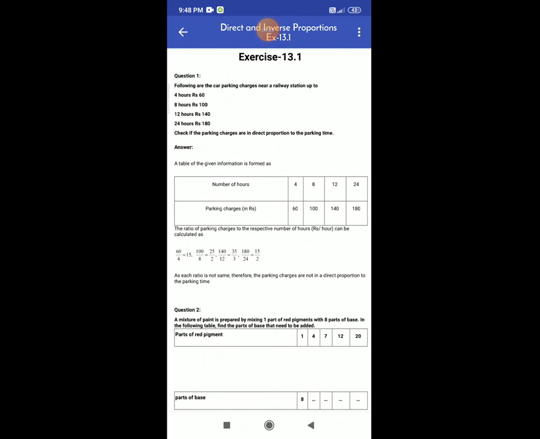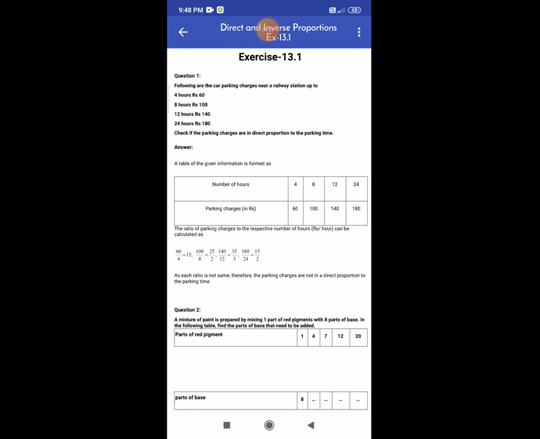Following are the car parking charges near the railway station: up to 4 hours 60 rupees, 8 hours 100 rupees, 12 hours 140 rupees and 24 hours 180 rupees. Check if the parking charges are in direct proportion to the parking time. Now the answer: a table of the given information is formed as number of hours 4, 8, 12 and 24 respectively, and parking charges in rupees 60, 100, 140 and 180 respectively.